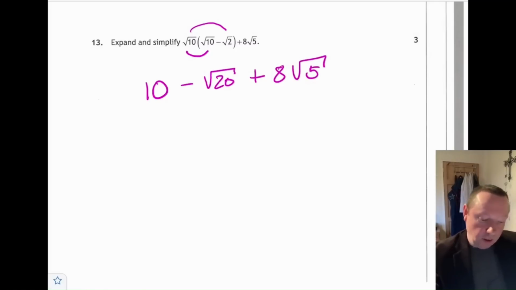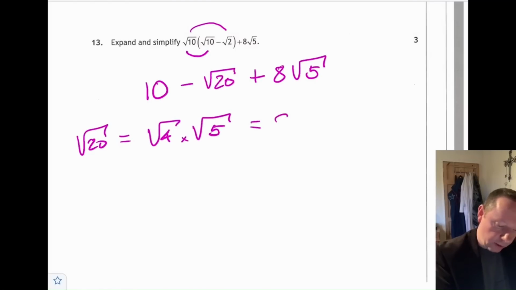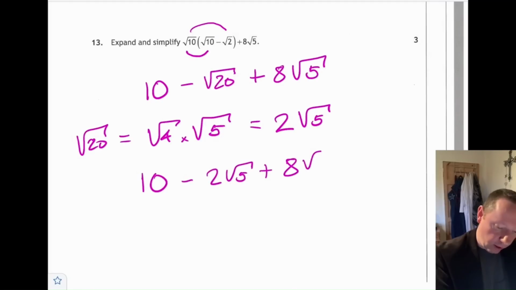So at this point, we need to check if root 20 can be simplified as a surd. We're looking for two numbers that go into 20. One's a square number. Hopefully it'll be 5. Let's just check. Root 20 equals root 4, a square number, times 5. So that gives me 2 root 5. So I can rewrite my problem as 10 minus 2 root 5 plus 8 root 5, which equals 10. 8 minus 2 is 6, so plus 6 root 5.